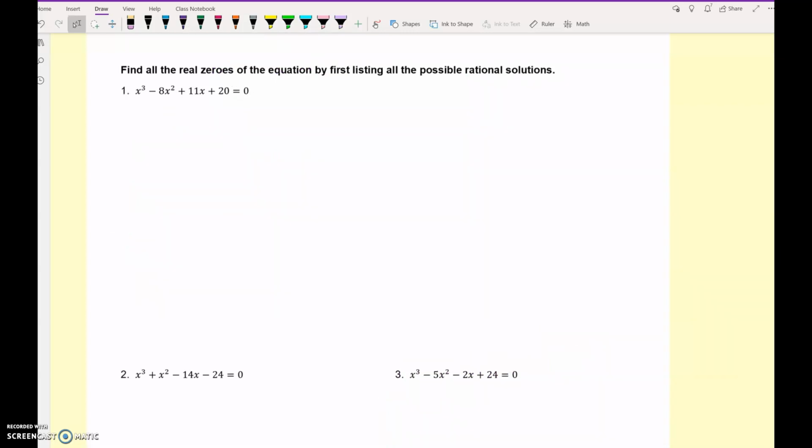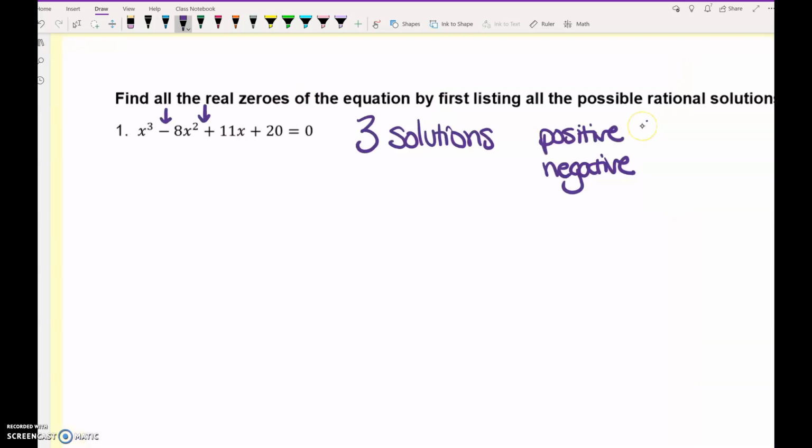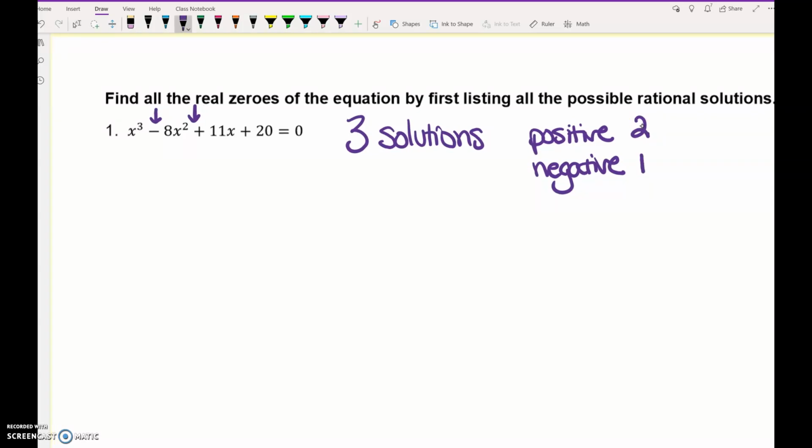Your first step is going to be to determine the number of solutions, the type of solutions, and what the possible solutions are. So that's like part 1. So our degree, the largest exponent, tells us the number of possible solutions. There's going to be 3 possible solutions. Of those solutions, we are going to have positive solutions and negative solutions. The positive solutions are determined by the number of sign changes. How many sign changes do you think you see in there? Because there are 2 sign changes, we have the potential for 2 positive solutions and 1 negative solution.